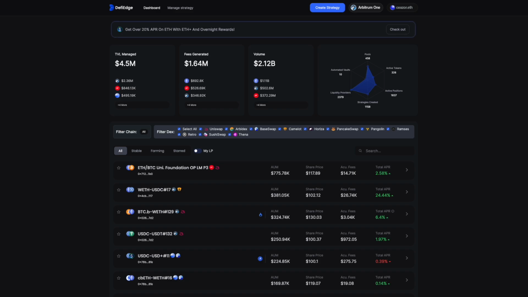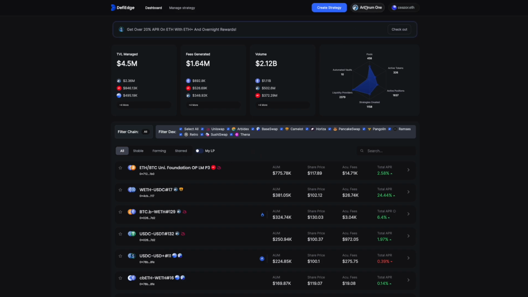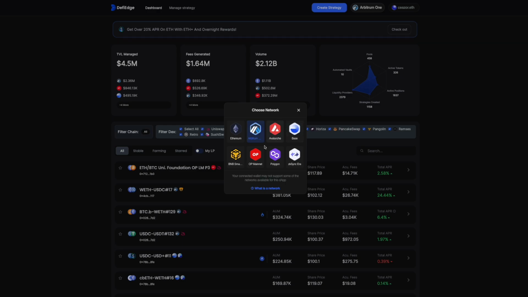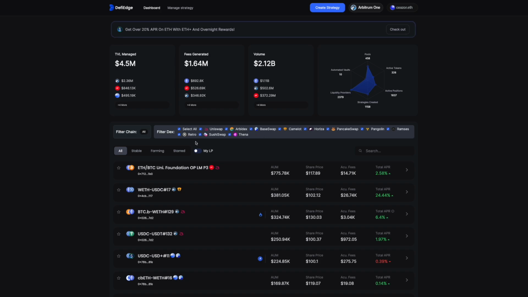As you can see, there's a lot of support here for a lot of DEXs, so they're deployed on quite a few chains. So Arbitrum, Base, all of these different chains, as well as on top of all of these different DEXs that provide these concentrated liquidity positions, right?